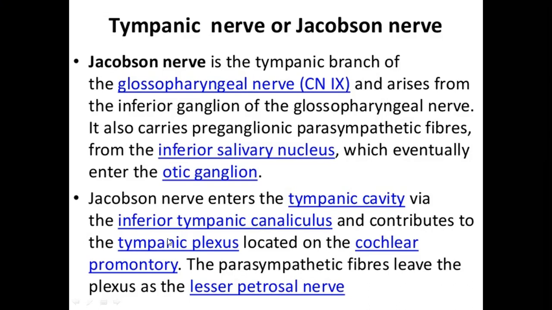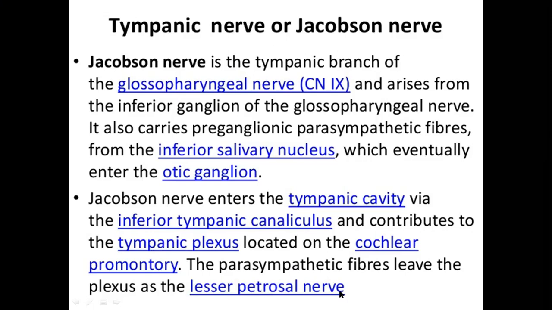Jacobson nerve enters the tympanic cavity via the inferior tympanic canaliculus and contributes to the tympanic plexus, which is over the promontory, or the medial wall or labyrinthine wall of the tympanic cavity, located on the cochlear promontory. Parasympathetic fibers leave the plexus as the lesser petrosal nerve. So this is all I already explained.